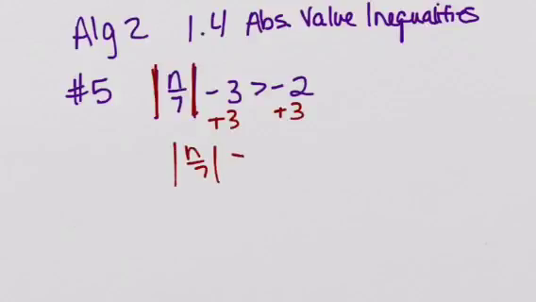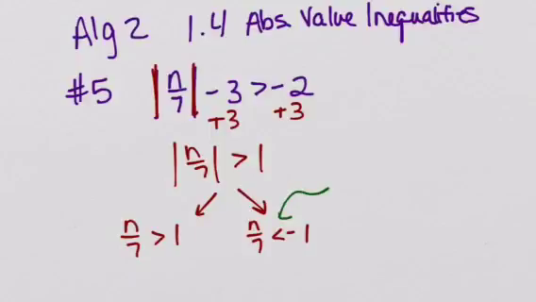So now my absolute value is greater than 1. Okay, and that's a good thing. Absolute value can be greater than 1, so I'm going to set up my two inequalities here. n divided by 7 is greater than 1, or n divided by 7 is less than negative 1. Don't forget that you need to flip the inequality sign on the second one and negate. Okay?